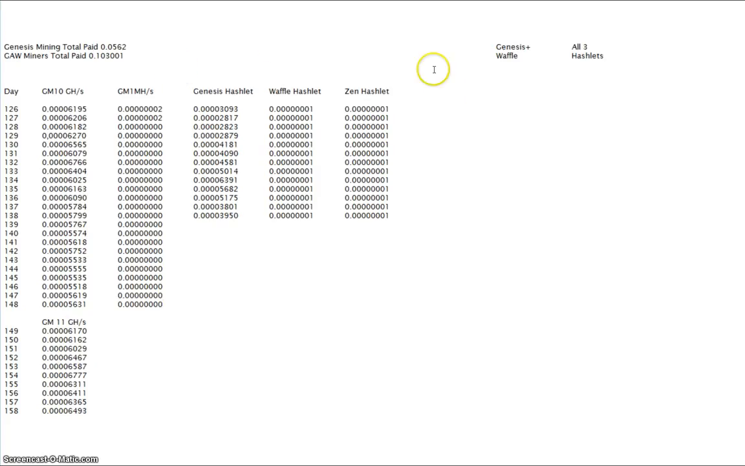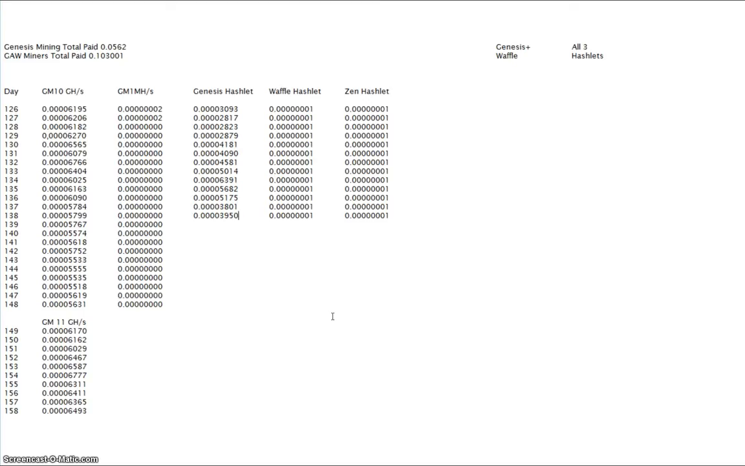On the Hashlet side of things, everything was going okay. The Genesis Hashlet payouts weren't as good mostly as the Genesis Mining contract. Most days were getting down to almost half as much, but to end it when it was still paying out just seems wrong to me. It just seems crazy. The Waffle Hashlet, as usual, just 1 Satoshi payouts there. And then day 138 ended.